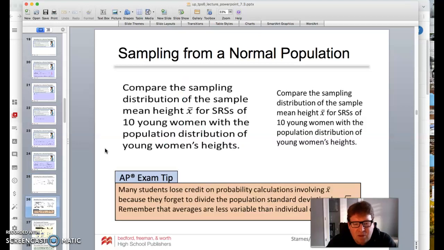And again, many students lose credit on probability calculations involving X-bar. They forget to divide the standard deviation by the square root of n. Make sure that you do that. Remember that averages are less variable, so you should be dividing by that. Okay, so keep that in mind as we go. A couple more slides here.